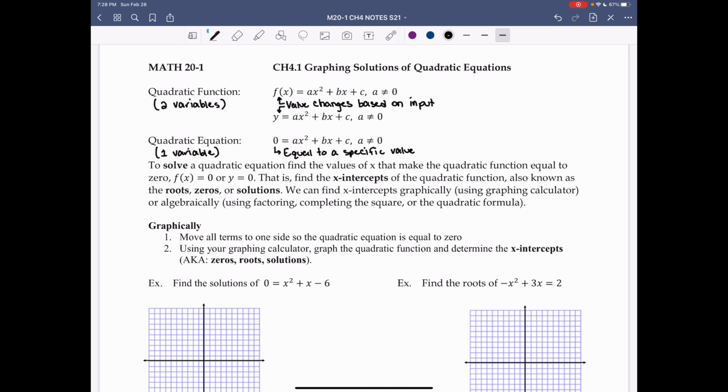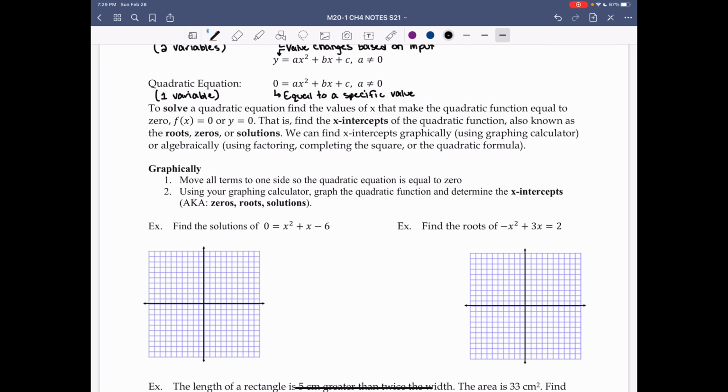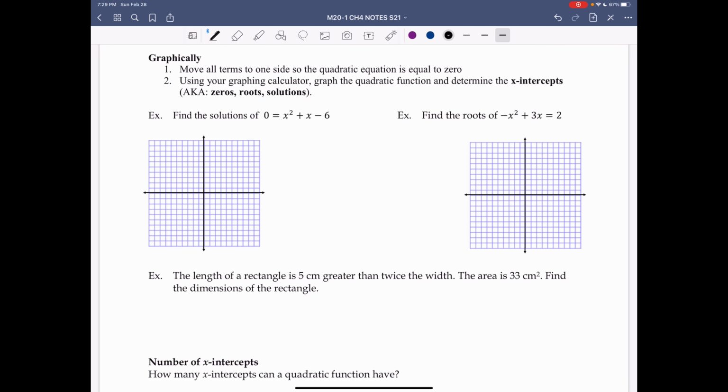To solve a quadratic equation, find the values of x that make the quadratic function equal to 0. F of x equals 0 or y equals 0. That is, find the x-intercepts of the quadratic function, also known as the roots, zeros, or solutions. We can find x-intercepts graphically using a graphing calculator or algebraically using factoring, completing the square, or the quadratic formula. In this lesson, we are just focusing on solving graphically.